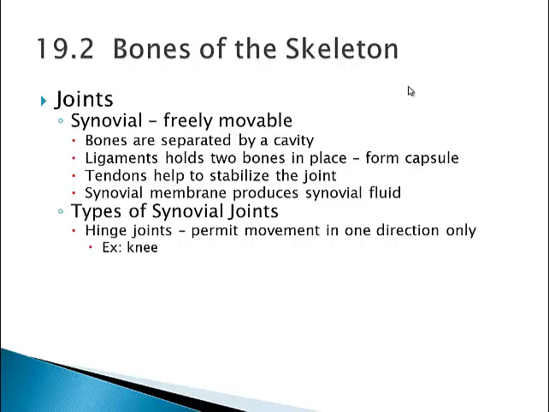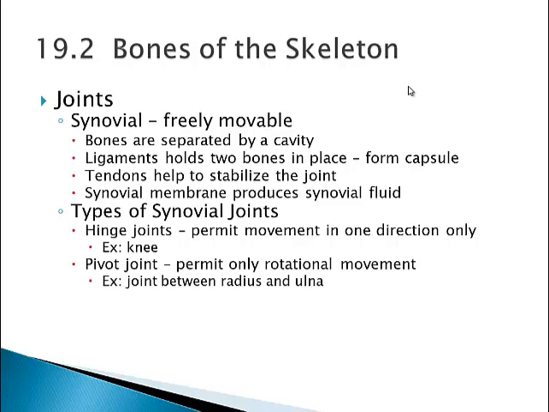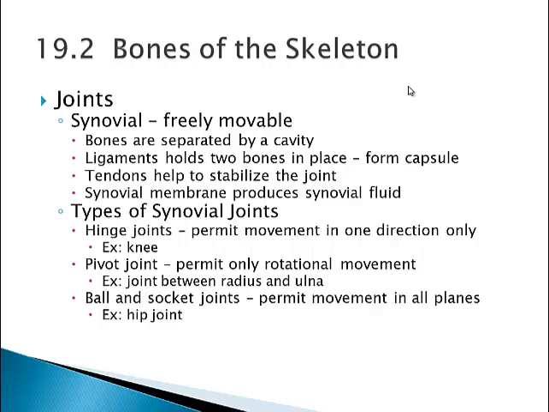And there are several types of synovial joints. The first type is a hinge joint. Hinge joints permit movement in only one direction, for example, the knee or the elbow. Pivot joints permit rotational movement. The joint between the radius and the ulna in the lower arm allows the arm to rotate. And finally, ball and socket joints, which permit movement in all planes, like the hip or the shoulder joints. Ball and socket joints are extremely flexible. However, again, they are very, very easy to dislocate.